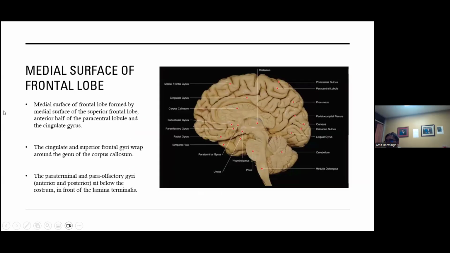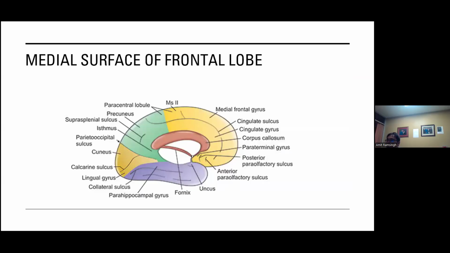Going on to the medial surface of the frontal lobe, it's formed by the medial surface of the superior frontal lobe, the anterior half of the paracentral lobule, and the cingulate gyrus. The cingulate gyrus and the superior frontal gyri wrap around the genu of the corpus callosum. We also have the paraterminal and the para-olfactory gyri, both anterior and posterior, which sit below the rostrum of the corpus callosum in front of the lamina terminalis. So all of these structures contribute to the medial surface of the frontal lobe.